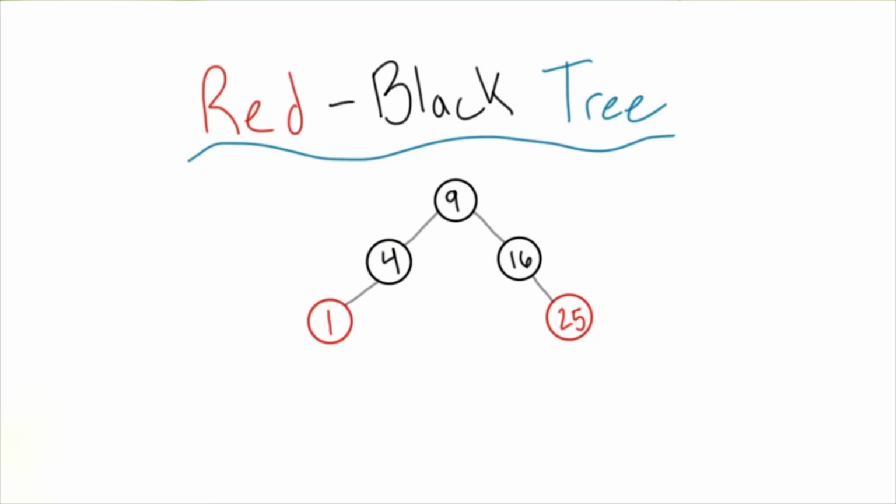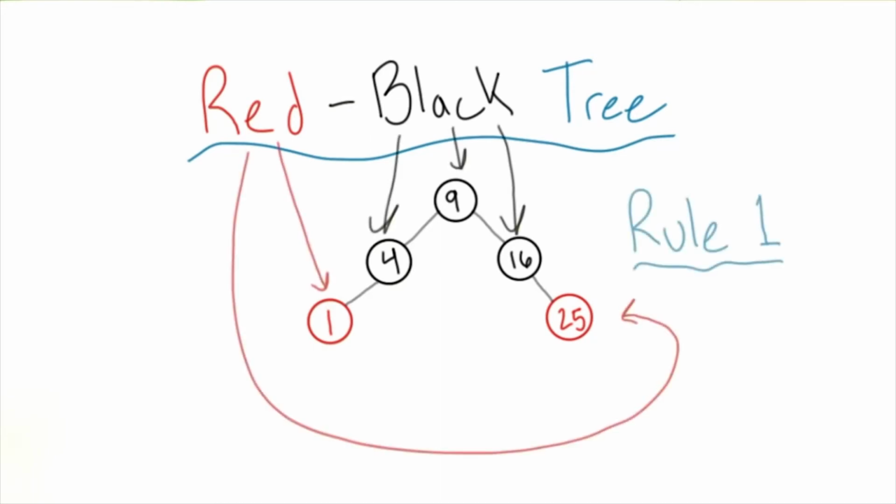As is painfully common in computer science, the name turns out to be very straightforward. In this type of tree, nodes are assigned an additional color property, where the values must be either red or black.